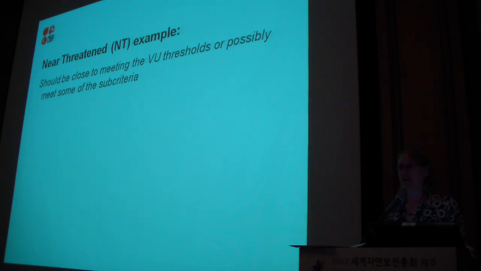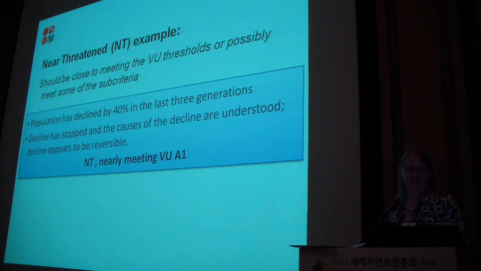Okay, a word on near threatened. I've said before that near threatened sits just outside the threatened categories. When we're referring to criterion A, this means that the species would sit just outside of the reduction threshold for vulnerable, basically. So in this example, you may have data to say the population has declined by 40% in the last 3 generations, but the decline has stopped and the causes of decline are understood.